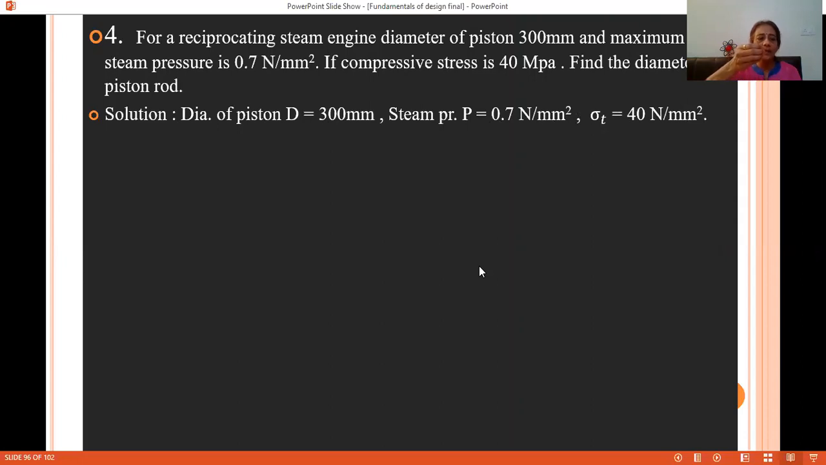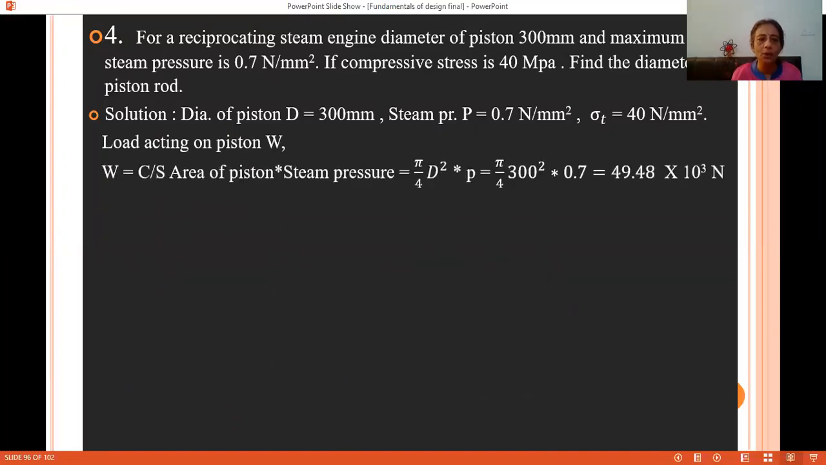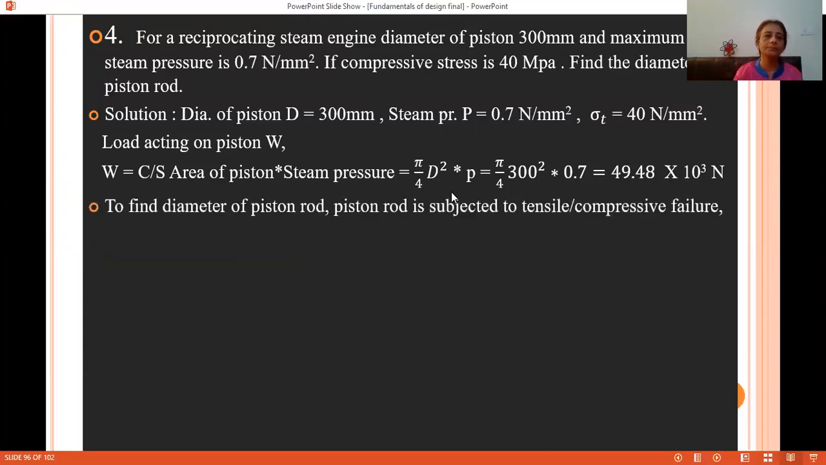First of all, there is a cylinder, and inside the cylinder there is a piston, and below here there is steam. So steam will exert a pressure and it will apply a force on the piston. So how much force is exerted on the piston? That will be equal to steam pressure into area of the cylinder. So we will find the load acting on the piston, equal to area of the piston into the pressure. That pressure is the steam pressure. So we have got the value of the load by substituting all the values.